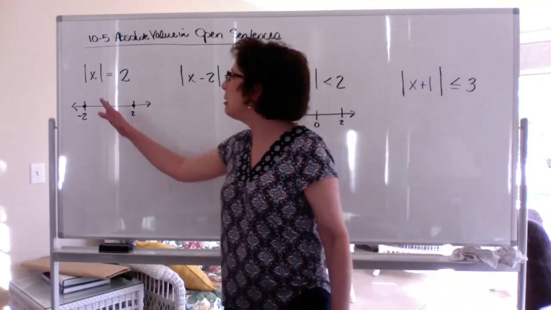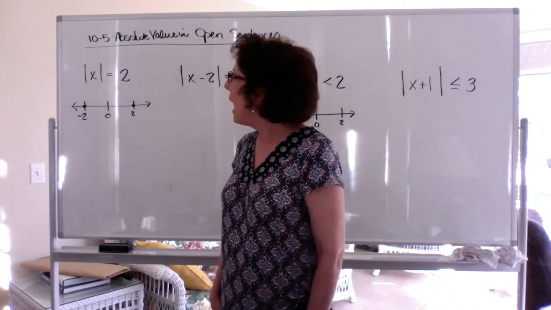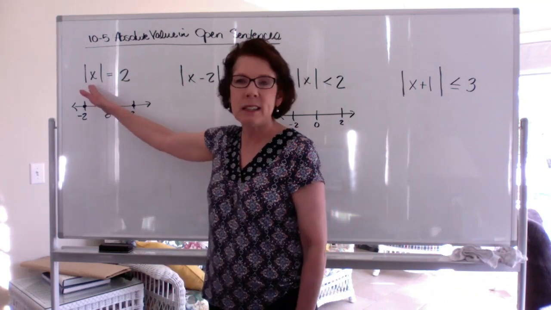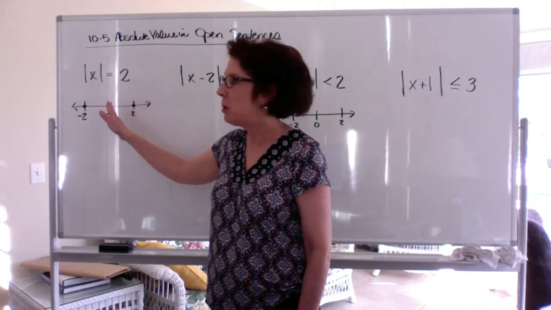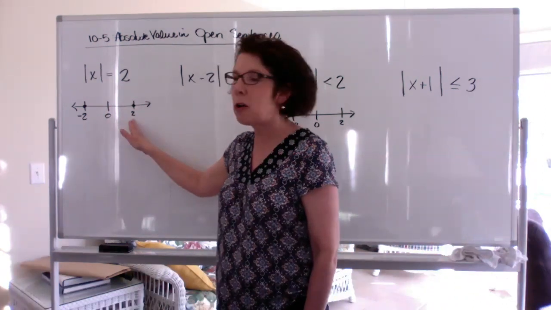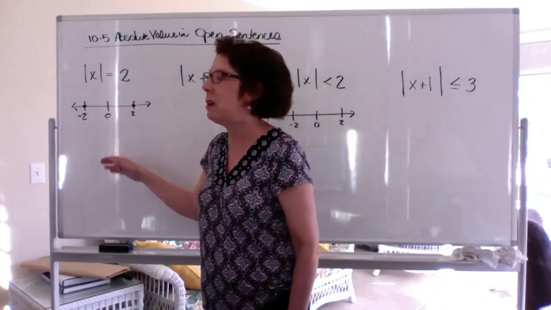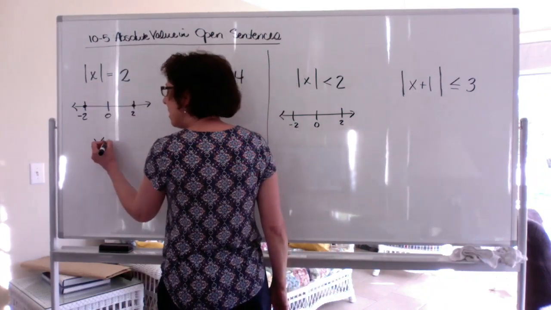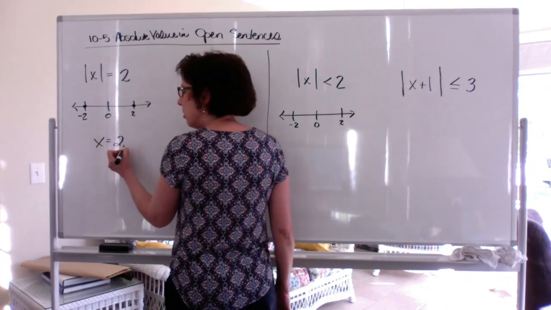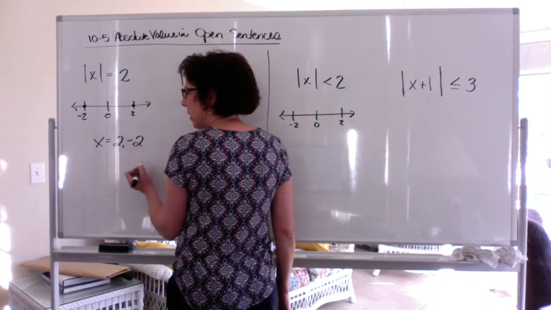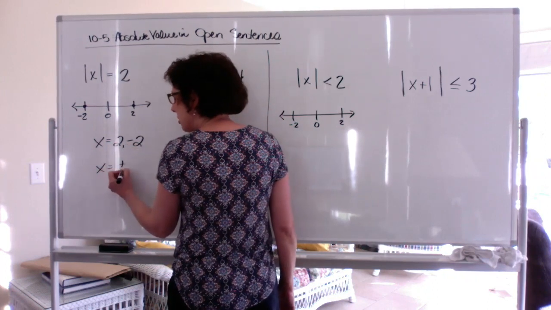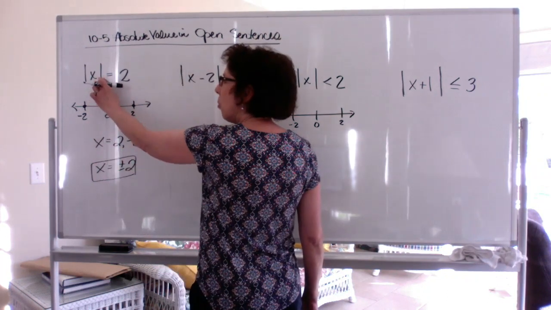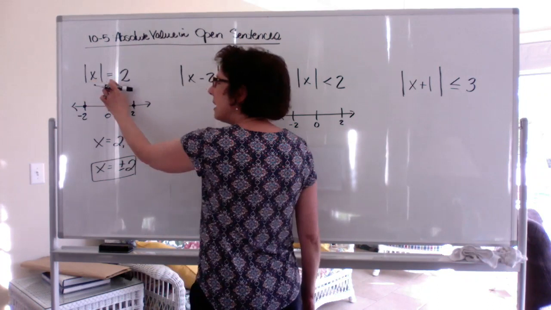So here I have the absolute value of x is equal to 2. And what they're really asking here is what numbers have a distance from the origin of 2 units. So here's my origin. I can go to the right 2 units or I can go to the left 2 units. So really what I'm saying here is what is inside here? x could equal a positive 2 or a negative 2. And you can write that as x equals positive and negative 2. So x itself can equal 2 or x can equal negative 2.